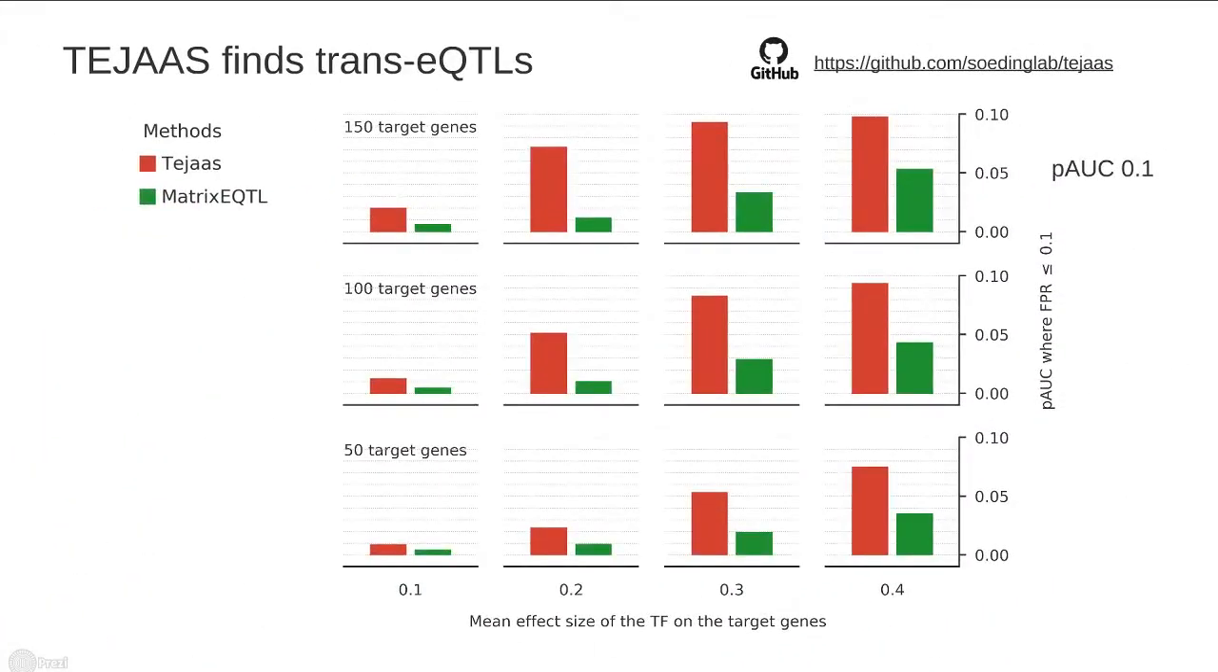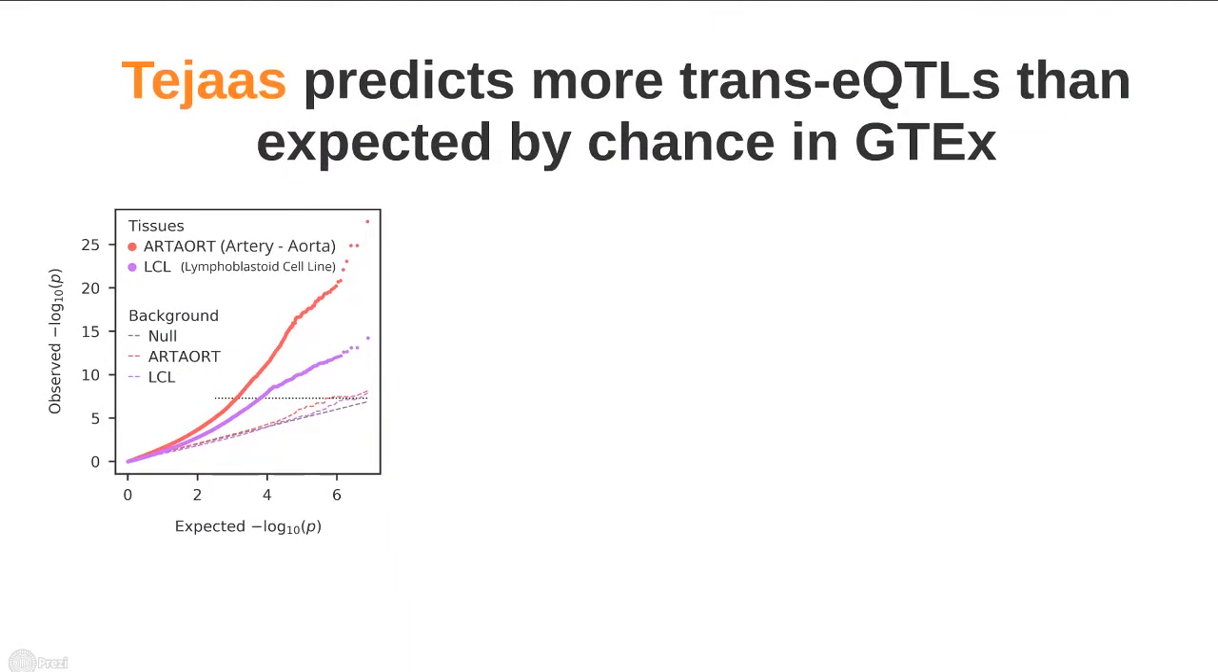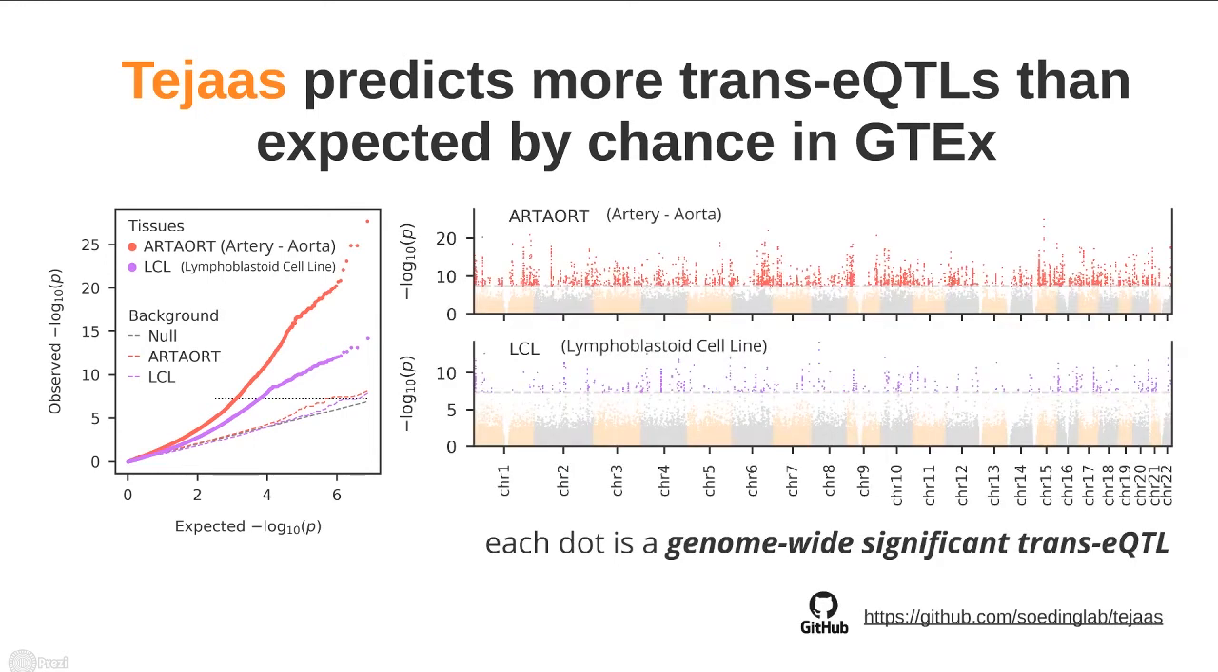We use simulations to show that it has increased power to detect trans-eQTLs, obtaining a higher area under the ROC curve compared to traditional methods. Different simulation settings show that we can gain more power for trans-eQTLs with many target genes and with bigger effect sizes. In real data, we run TEGES on all GTEx tissues and show that it predicts more trans-eQTLs than expected by chance. In these two examples, the Manhattan plots indicate that significant predictions can be found throughout the genome, where each colored dot is a genome-wide significant trans-eQTL.